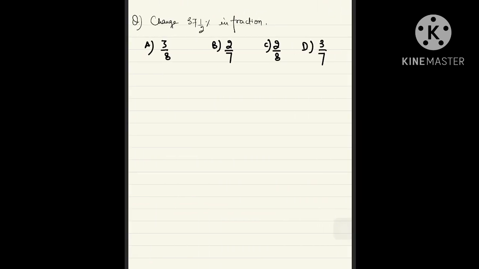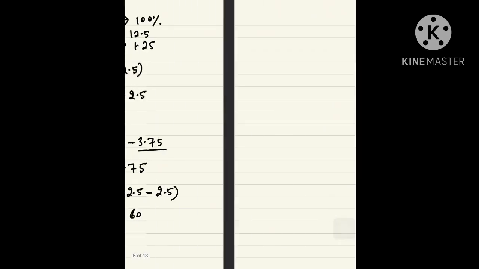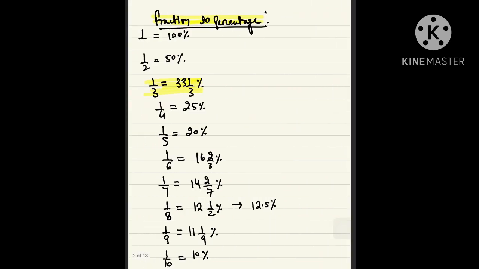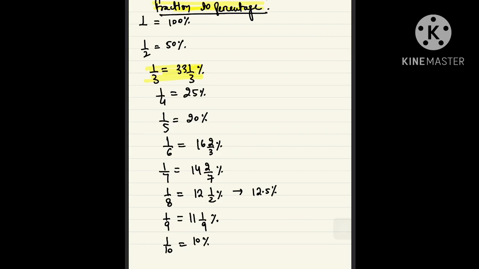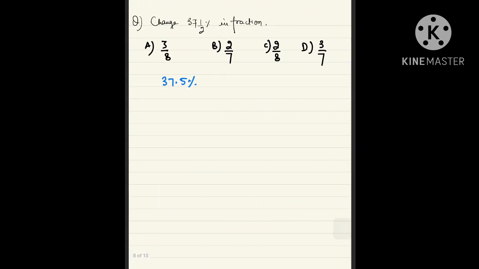Okay. So next we will move to the basic questions. First question we have, change 37 1/2% into a fraction. So how will you change 37 1/2% into a fraction? As we know, we can write 37 1/2 as 37.5%. Okay, so if we remember from the percentage table, 1 by 8 is 12.5%, right? So 12.5% is 1 by 8.